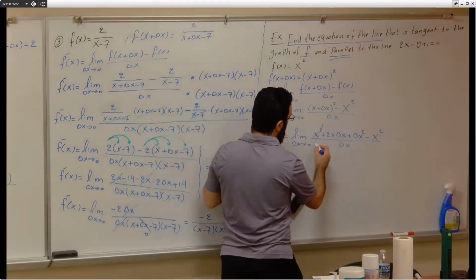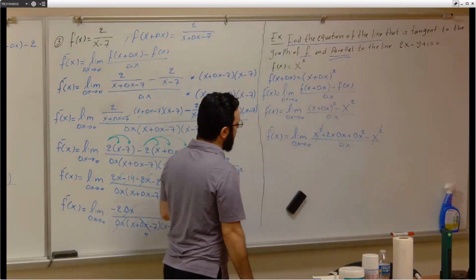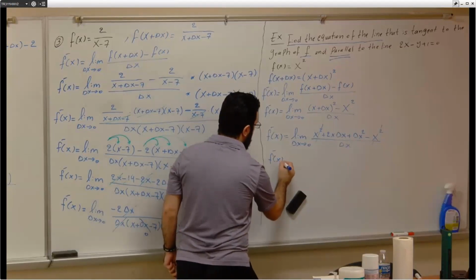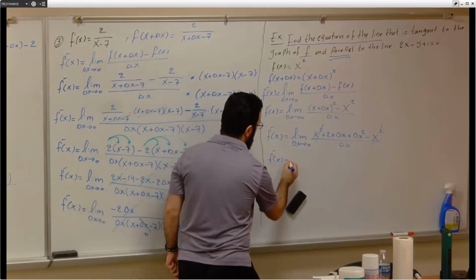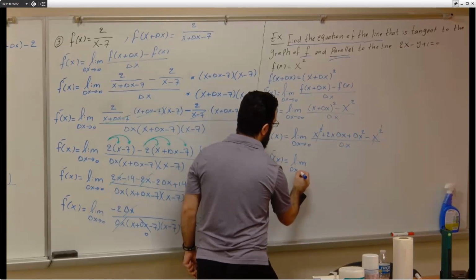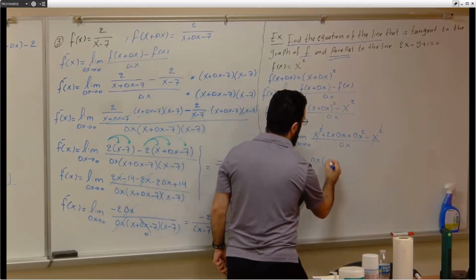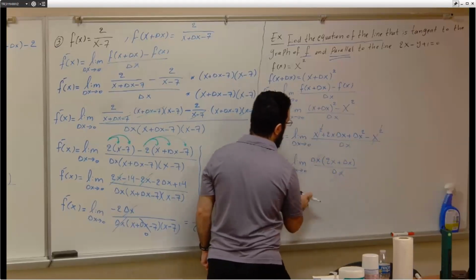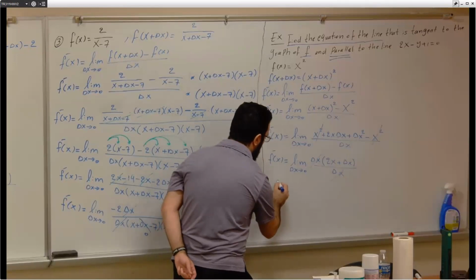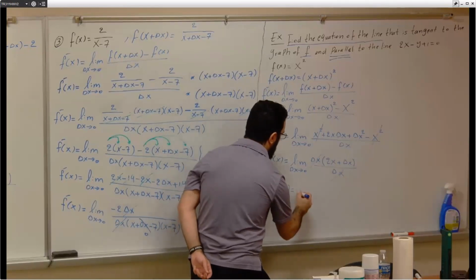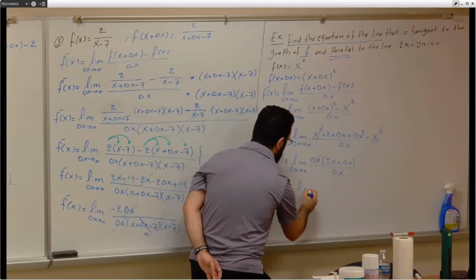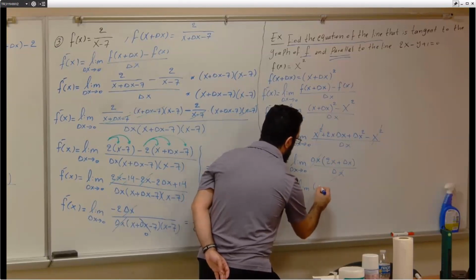Now cancel the like terms, because we have these that combine. Take delta x as a common factor. So f prime of x equals the limit as delta x approaches 0 of delta x times (2x plus delta x) divided by delta x. Cancel these. That means the slope of the derivative equals, as delta x approaches 0, this one goes to 0. So it is 2x.